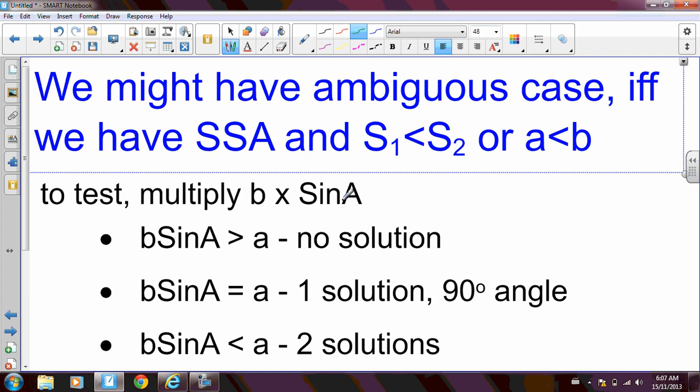So when we multiply these values, if B sine A, yeah, sorry, I was misreading it. If B sine A is still bigger than the side that we're looking at, then essentially what we're saying is that the opposite in the right angle triangle is bigger than the side that we have been given, and so there's no solution. If B sine A is exactly equal to A, then that's the situation where we have the right angle triangle, we have the only one solution, and if B sine A is smaller than A, then we have two solutions.